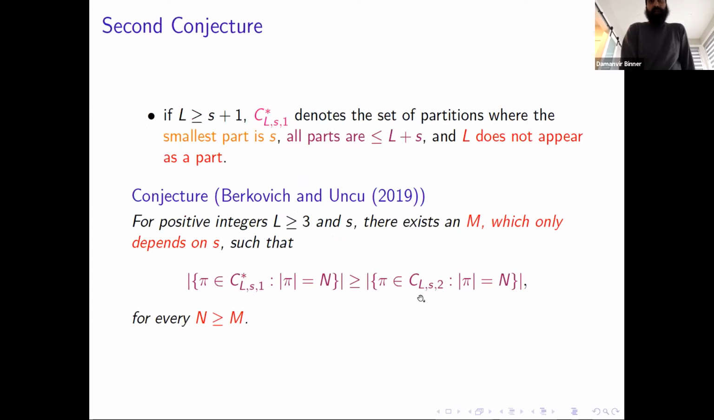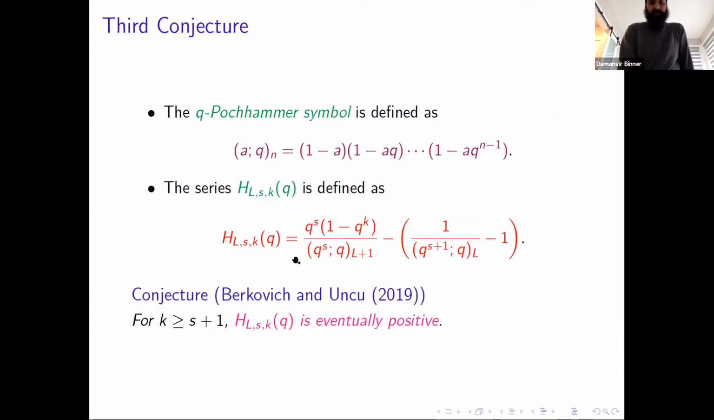Then they tried to generalize these inequalities for an arbitrary impermissible part K instead of choosing K to be L or L plus S minus 1. However, this time they worked using q-series analogs of these results. So they defined the q-series H_{L,S,K}(q) as follows. Roughly speaking, L corresponds to the difference between the largest and smallest parts of the partition, S corresponds to the smallest part, and K corresponds to the impermissible part of the partition.